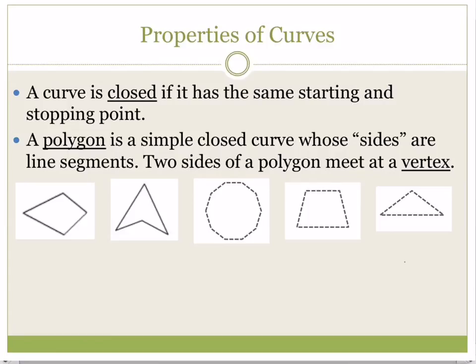A polygon is a curve that is simple. What was simple again? It doesn't cross over itself. And closed, which means it starts and stops at the same place, and whose sides are line segments. That kind of object is called a polygon. So the first two examples right here are polygons. They're simple, they don't cross over each other, and they start and stop at the same place. These are considered polygons because they have line segment edges. I didn't draw that last one very well when I was tracing it, but they have line segment edges.